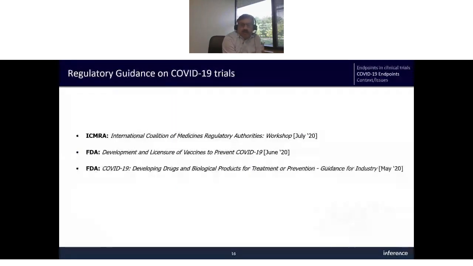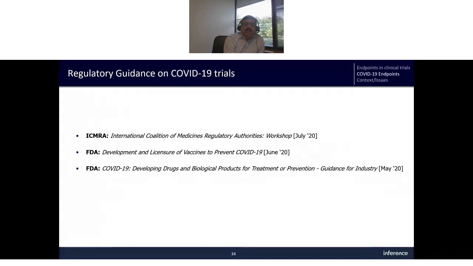Now, for the regulatory guidance for COVID-19 trials, there is an international coalition of regulatory authorities. They had a workshop and it came out with some recommendations. And FDA has published 2 guideline documents, the first one for vaccines. Obviously, vaccines are to prevent COVID-19, right? So it's for prevention. And then drugs and biologics, which are for treatment or prevention, both, right?